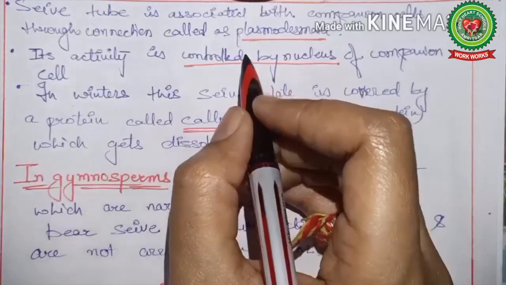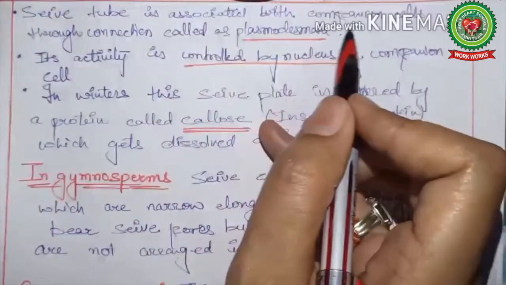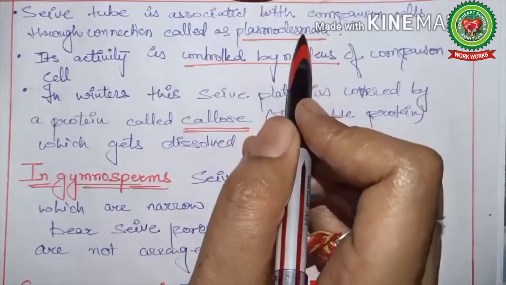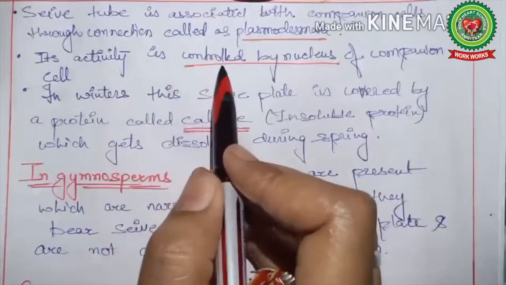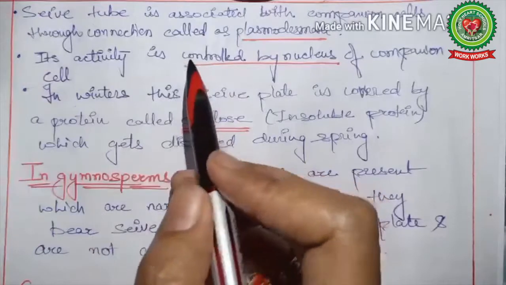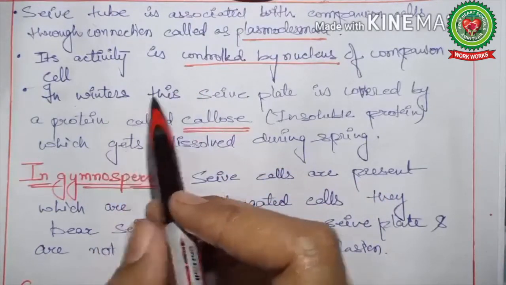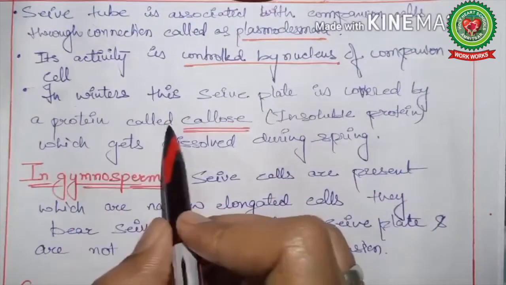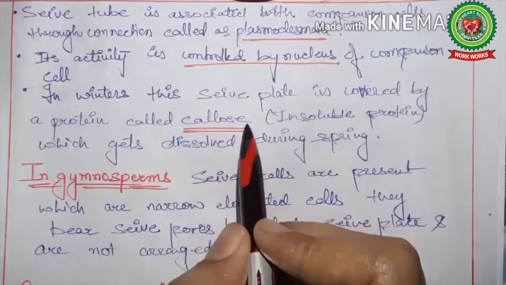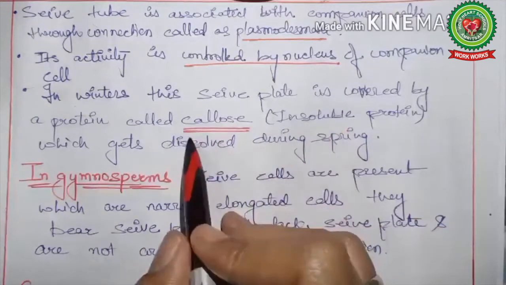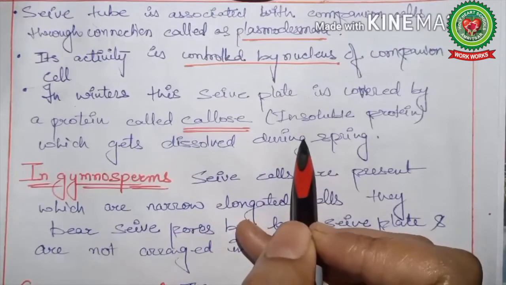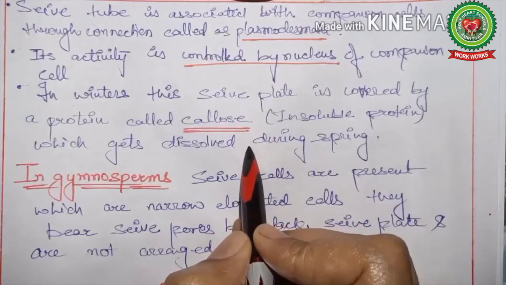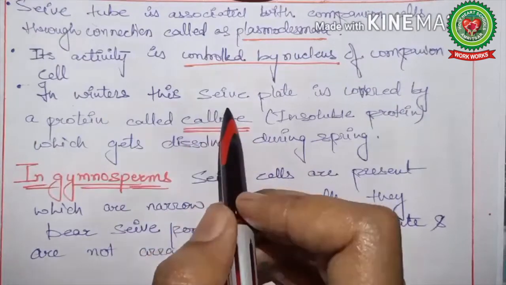Now, sieve tubes are associated with companion cells through a common connection called plasmodesmata, and they are also called pit fields. Its activity is controlled by the nucleus of companion cells, as we have already discussed. In winters, these sieve plates are covered by a substance called callose, which is insoluble, and it gets dissolved during spring. That is the reason food translocation is more during spring as compared to that of winters.